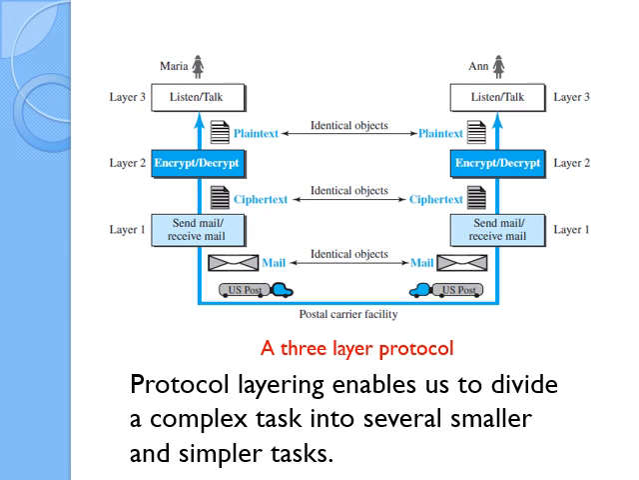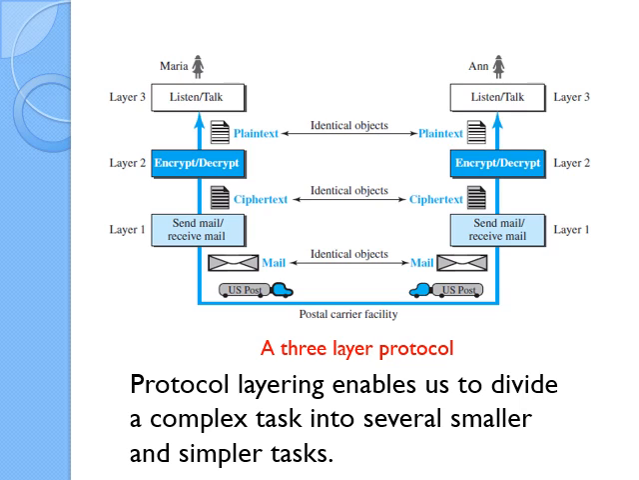In this image we see Maria and Anne trying to communicate in a different scenario. This is an example of complex communication. At layer 1, at both the ends, the postal department sends and receives the mail. At layer 2, at both the ends, they encrypt or decrypt the data. At layer 3, at both the ends, they listen and talk.